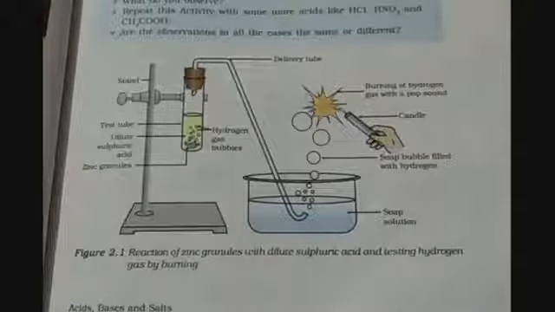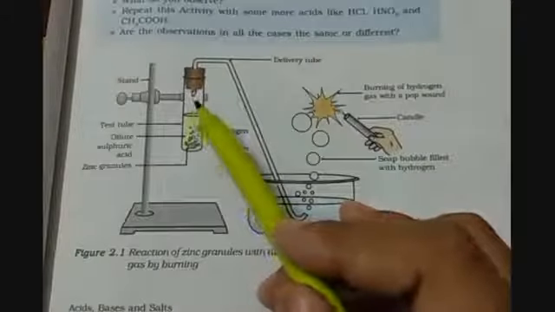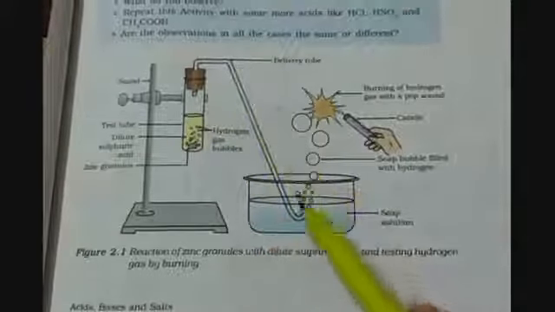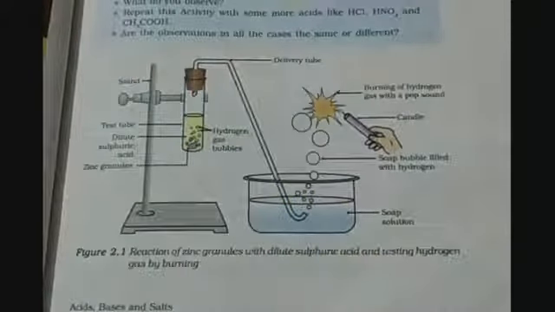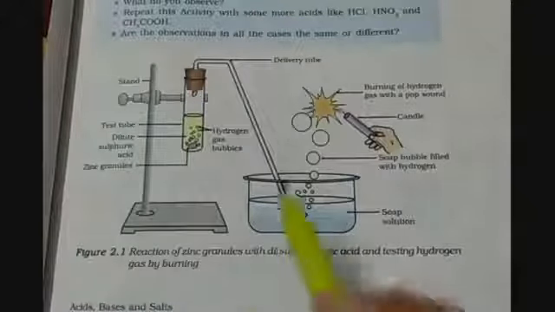But till now we don't know whether it is hydrogen or some other gas. How do we clarify it? When this gas is collected in the upper portion of the test tube, it goes to the delivery tube, and hence comes to the soap solution. When it reacts with the water, it starts forming bubbles here.